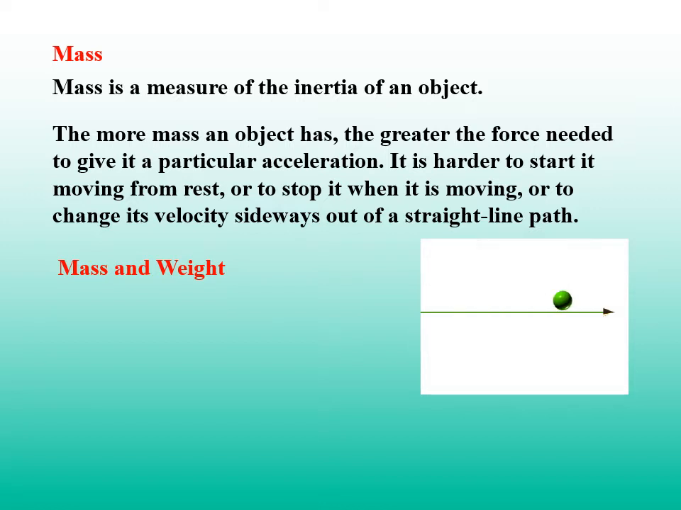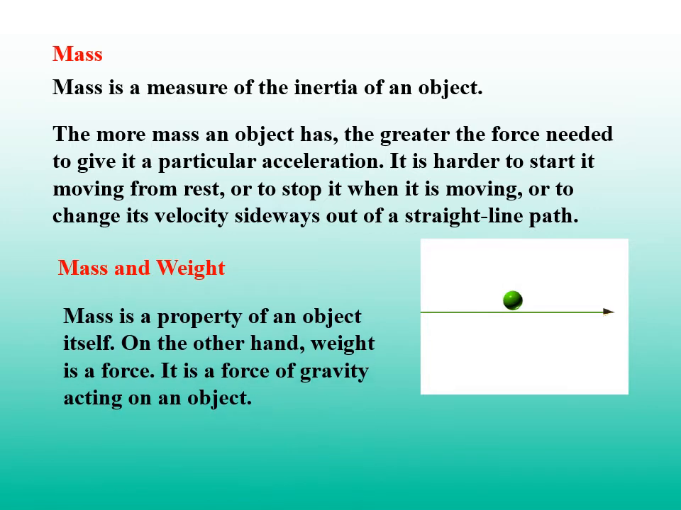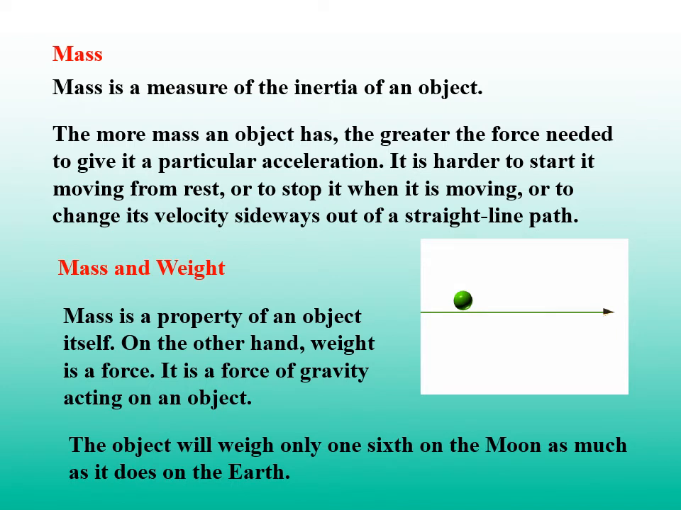What's the difference between mass and weight? Mass is a property of an object itself. However, weight is a force. It is the force of gravity acting on an object. An object weighs only 1/6 on the moon as much as it does on the Earth.